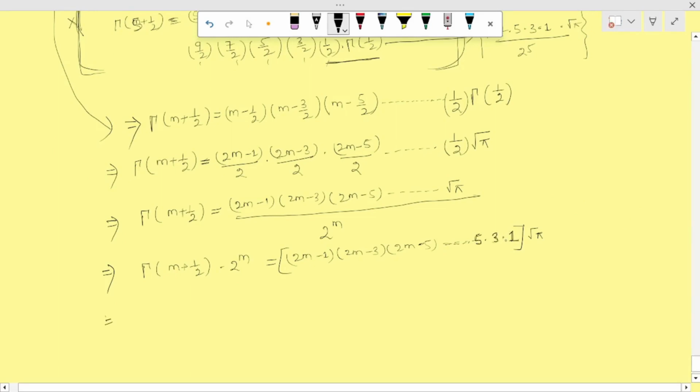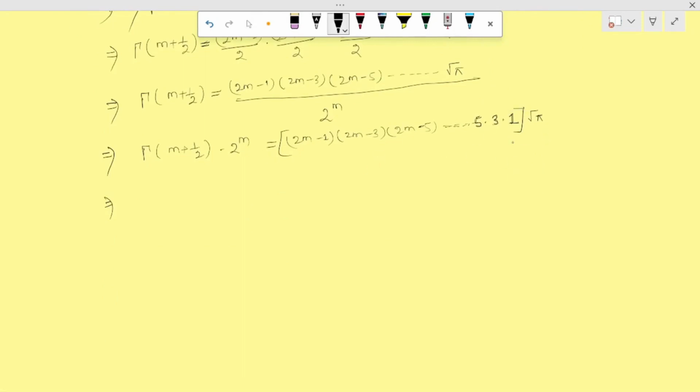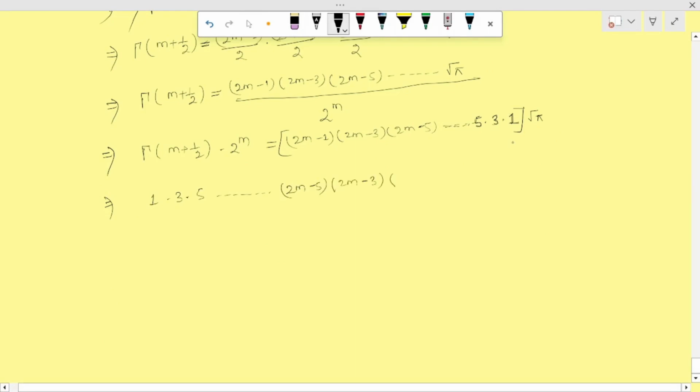So that implies I can write here, all the terms are multiplied together, so I can write it from the beginning as 1 into 3 into 5 up to 2m minus 5, 2m minus 3 into 2m minus 1 will be equal to, the root pi will come here and divide, so this becomes gamma m plus 1 by 2 into 2 to the power m divided by root pi. I think we have proved it.